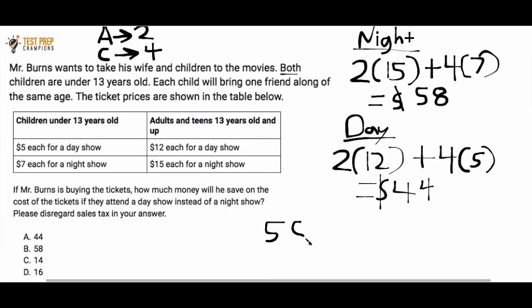So now what we have to do is take the cost of a night show in total, which is 58, and the cost in total of the day show, which is 44, and we have to subtract them.